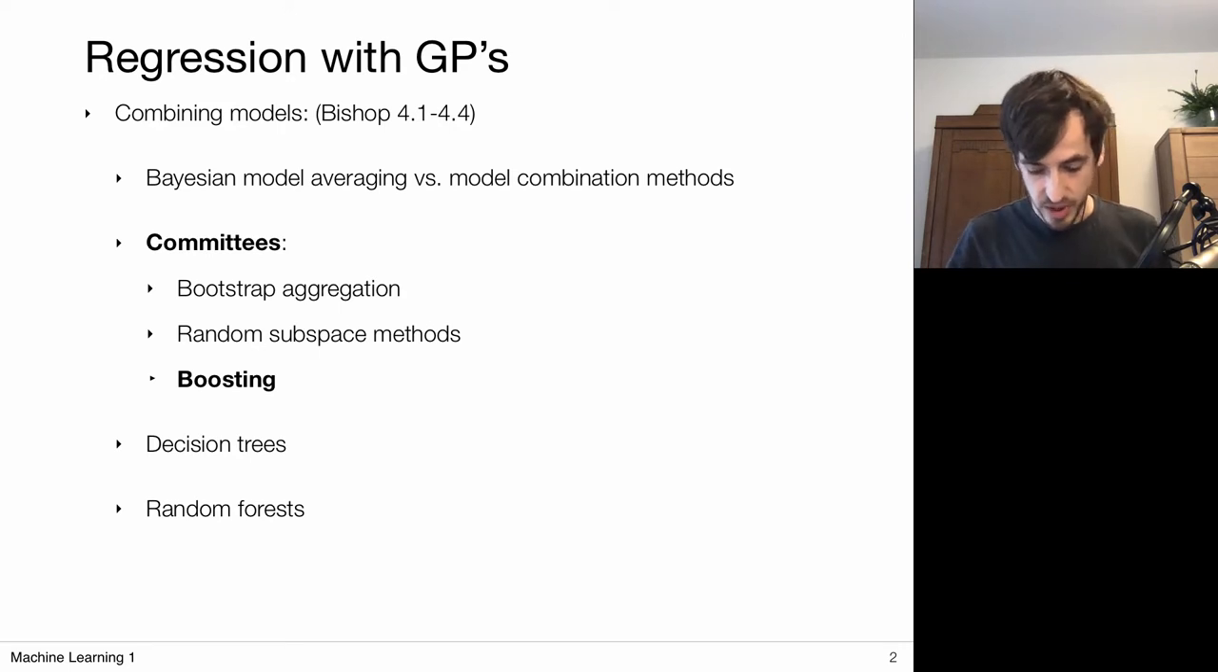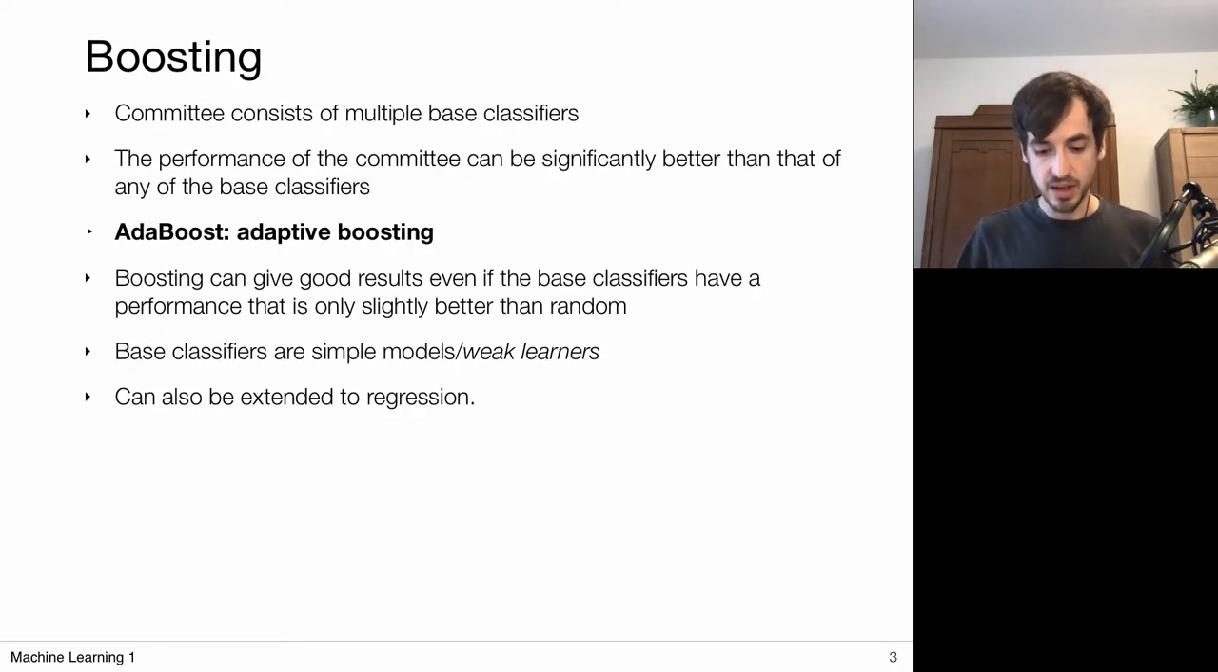Okay, so let's talk about boosting. So the setting is that we're working with a committee which consists of multiple base classifiers. We call the individual classifiers base classifiers. And then what we will see is that the performance of the committee as a whole can be significantly better than any of the base classifiers, right? So we can have very simple base classifiers that in the end result in a committee of classifiers which perform significantly better than these simple models alone.